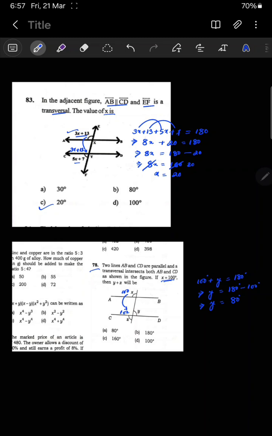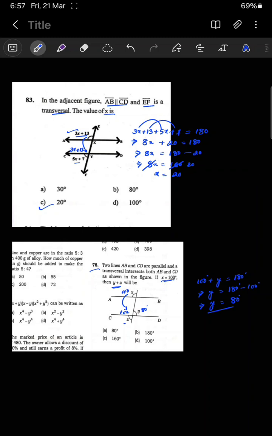So now don't tick option A. Why? You have to read the question. They haven't asked you the y value. They ask you the y plus z value. We got y as 80 degrees. Now we need z. Then only we will add it, and that will be our final answer.